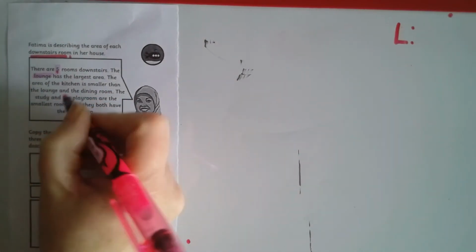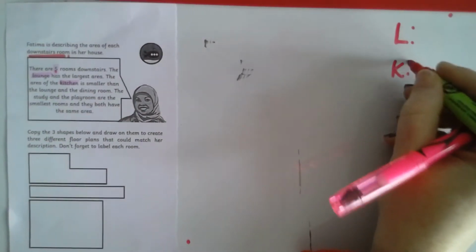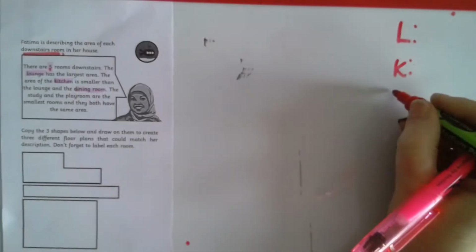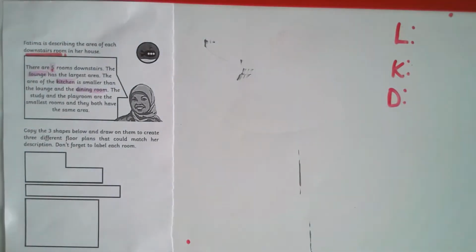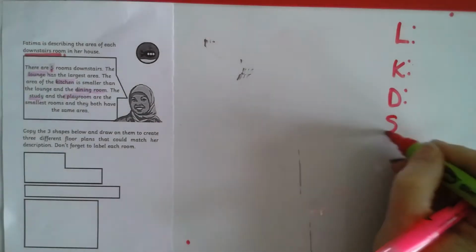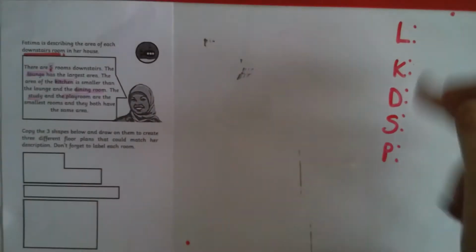So I can see that there. So I'm going to put K for kitchen. And then I can see that I've got a dining room as well. So I'm going to put D for dining. And then I can also see that I've got a study and a playroom. So I've got S for study and P for playroom. That's quite handy that they've all got different letters so that I can identify all the different rooms.